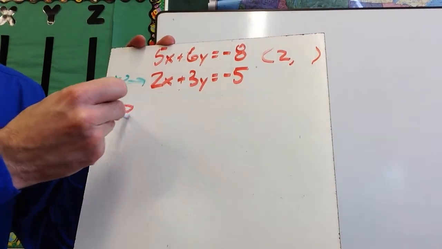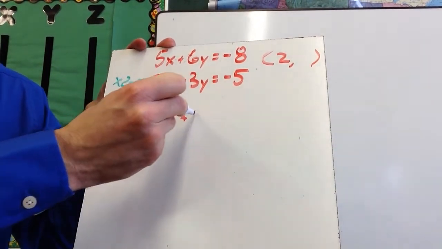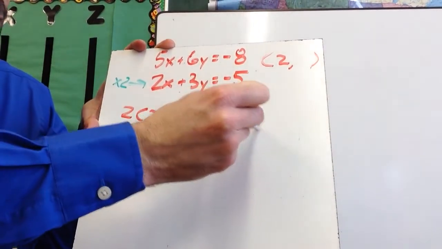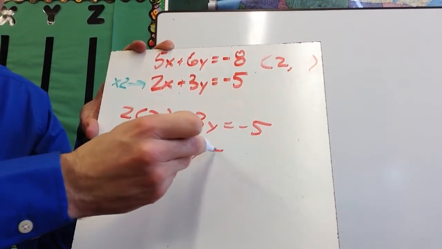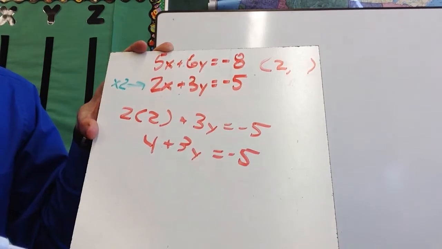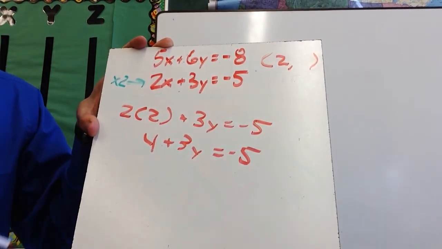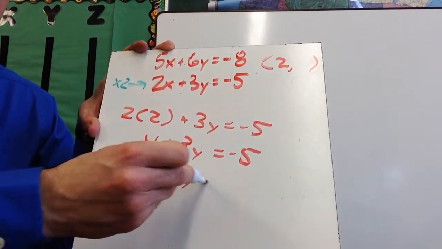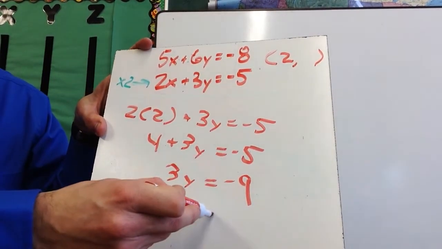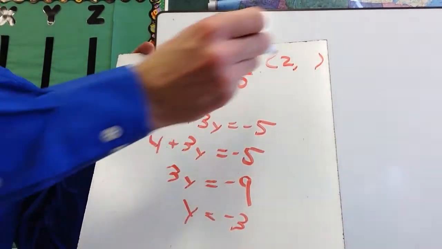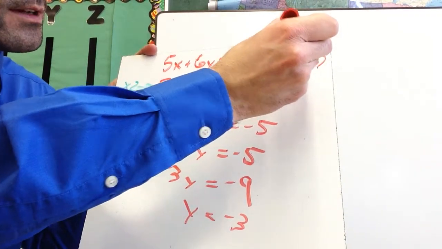So this is going to be 2 times 2 plus 3y equals negative 5. This is 4 plus 3y equals negative 5. I'm going to subtract 4 from both sides. 3y equals negative 9. And then when I divide by 3, y equals negative 3. So this is now 2, negative 3.